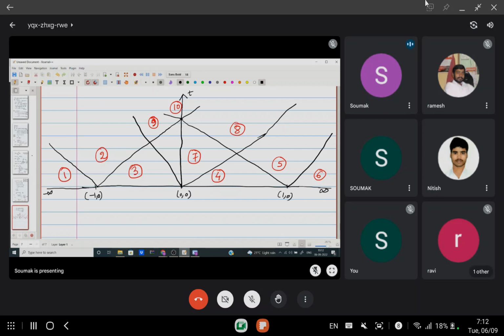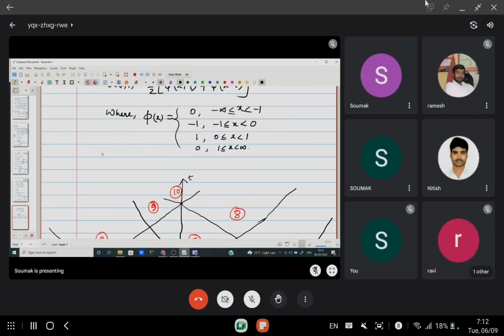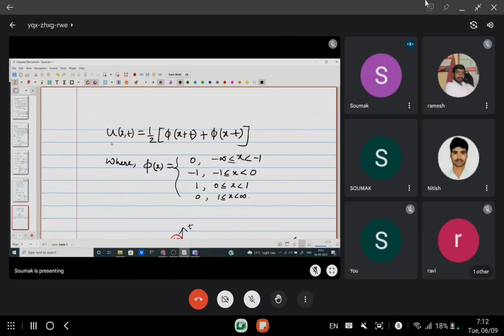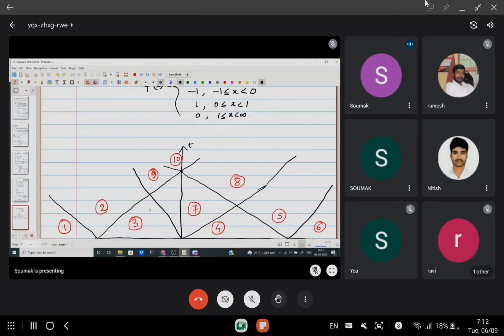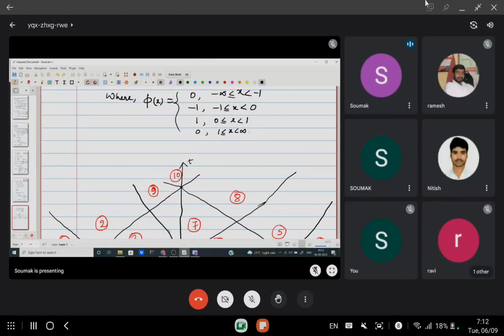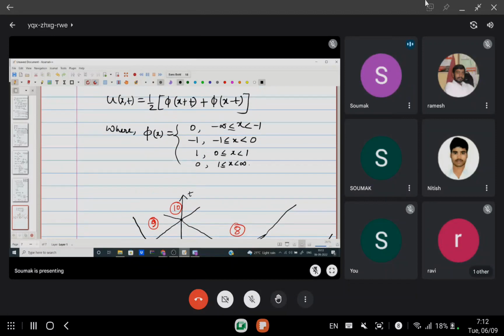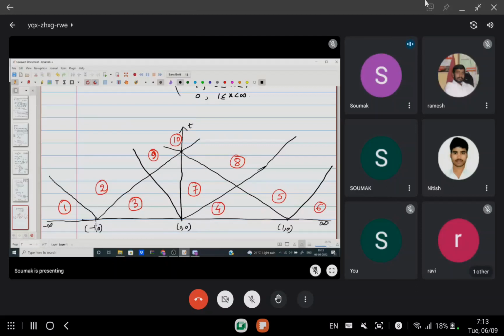How do I divide this region? I divide where the value of the initial data changes, so that I get distinct values. I have to find the distinct values which u takes. So I divide the region in such a way that the characteristics pass through the points where the value of the initial data, that is phi of x, changes. Phi of x changes at -1, at 0 and at 1 in the finite region. So I divide it at -1, 0 and 1.